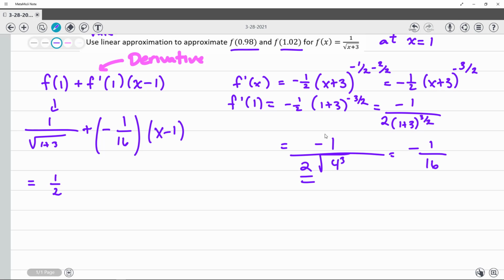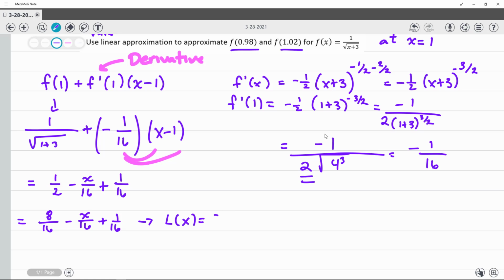And then typically what you want to do is go ahead and distribute this piece, okay? This makes it easier plugging things in. And so I'm going to have minus x over 16, and then the negative times the negative will be a plus 1 over 16, and I can rewrite the 1/2 as 8 over 16. I'm just getting a common denominator, x over 16 plus 1 over 16. So in other words, this is going to give me negative x over 16 plus 9 over 16.